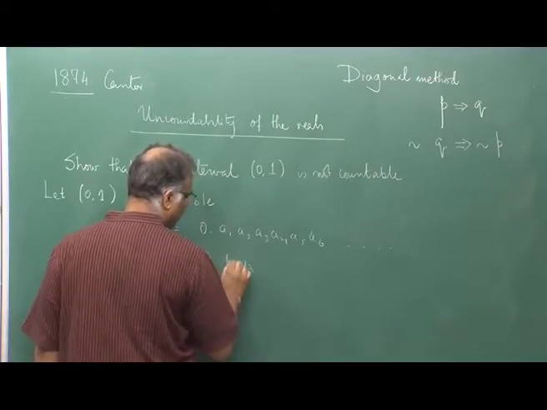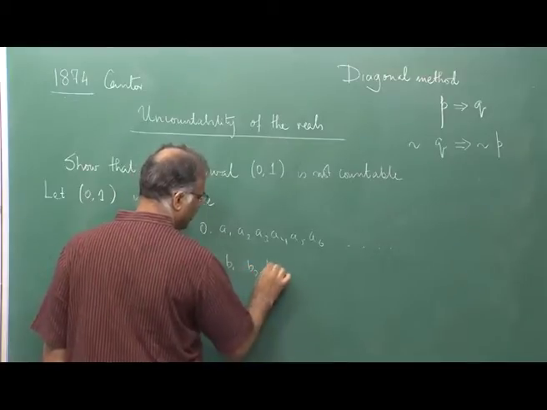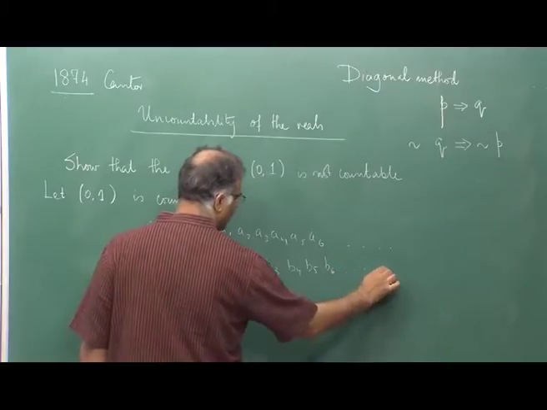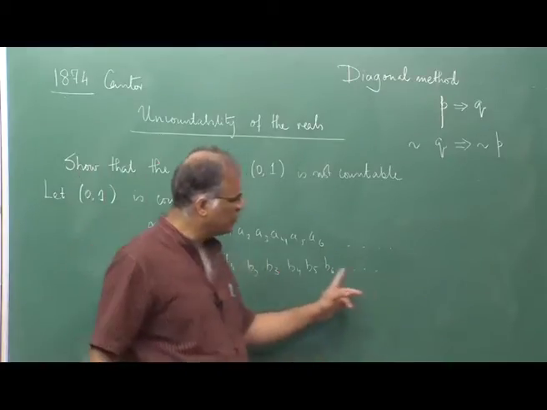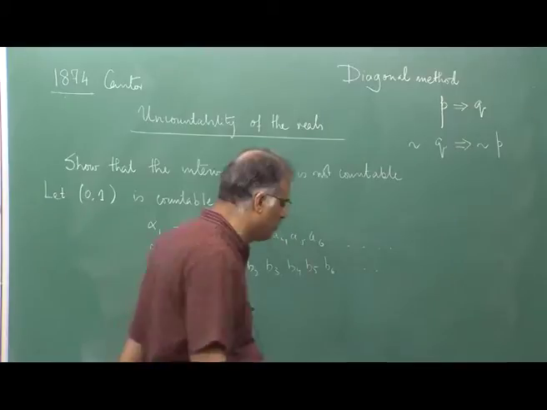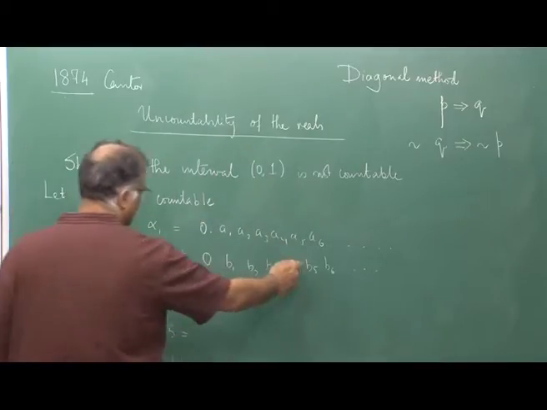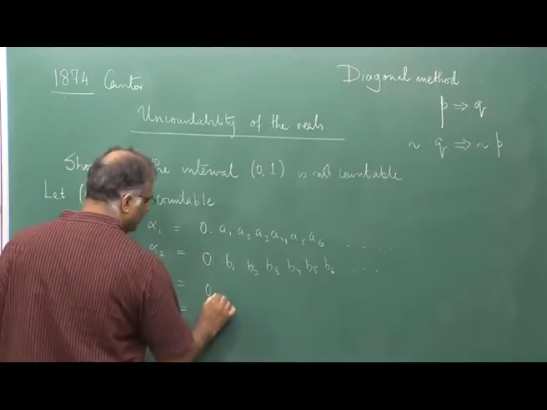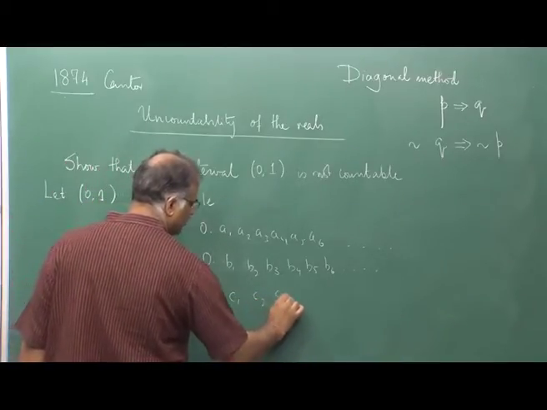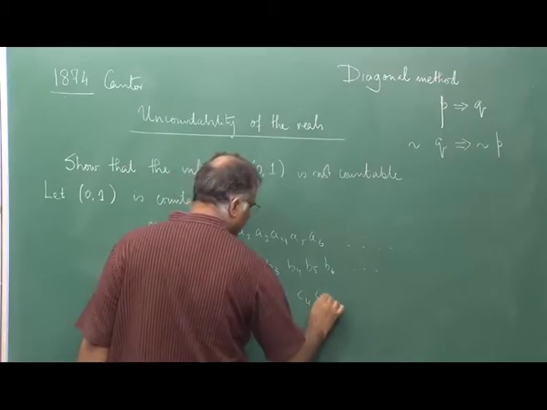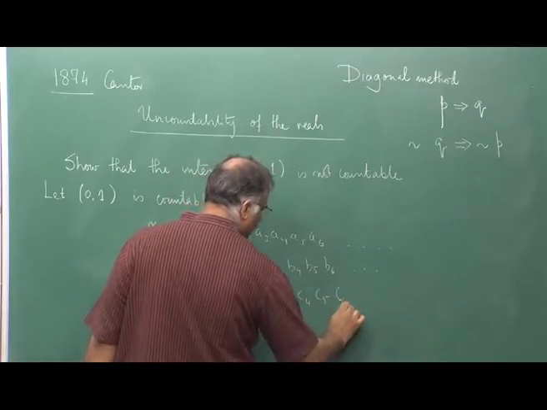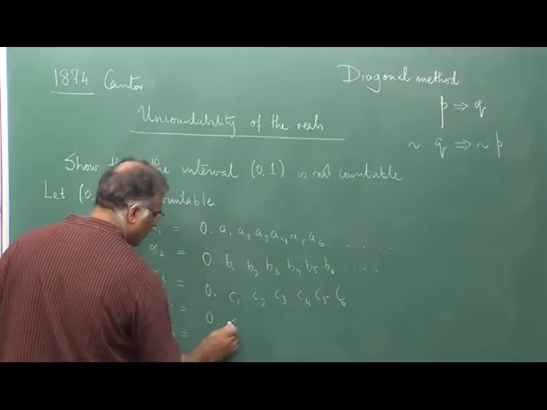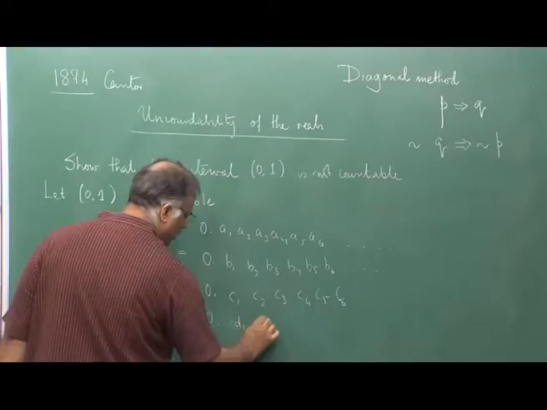Sorry, B1, B2, B3. So for things which are terminated, we can write 0, 0, 0, 0 in the places after where it terminates, say after B4, then 0, 0, 0, 0, whatever. So I'm doing B2.